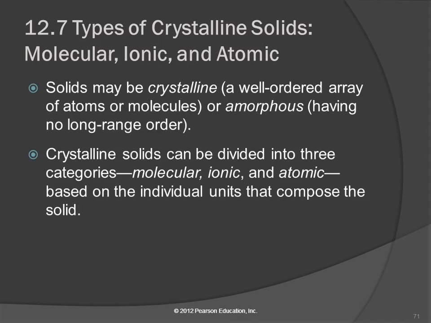Types of crystalline solids. So solids, we divided all of matter into solids, liquids, and gases. Solids can be divided into crystalline and amorphous solids, and crystalline solids can be subdivided into three types: molecular, ionic, and atomic. And just to refresh, crystalline means that there's an order to the atoms or molecules. There's a pattern. And amorphous means without shape. There's no long-range order.